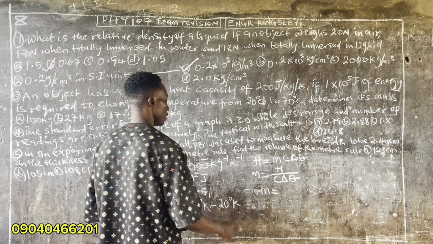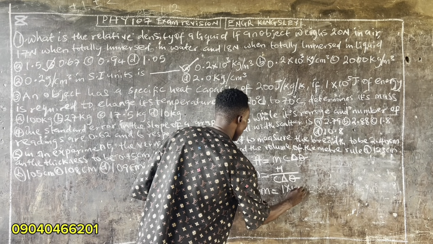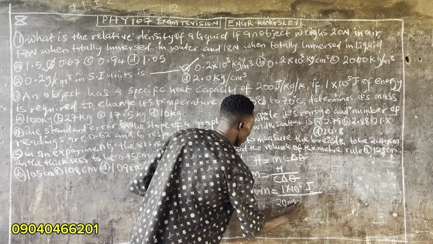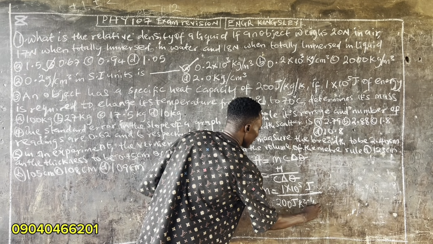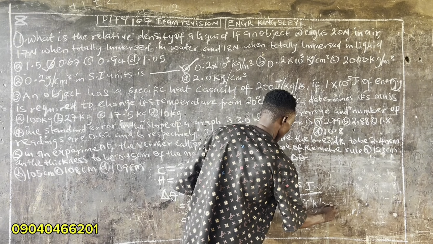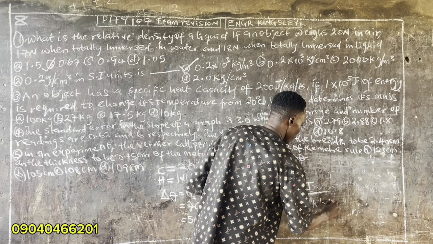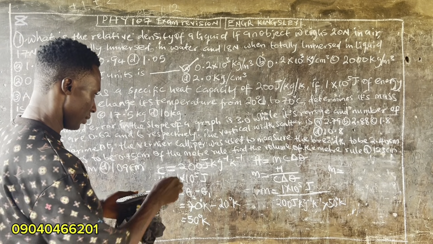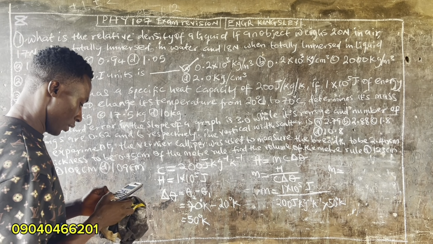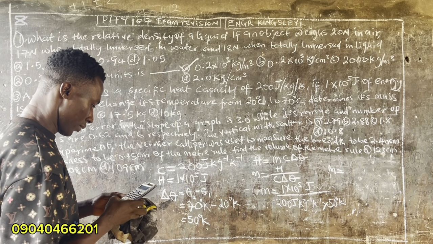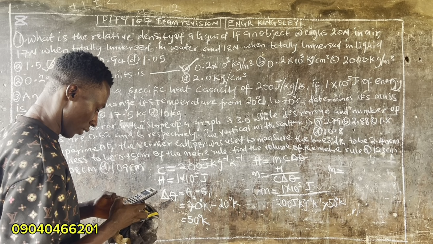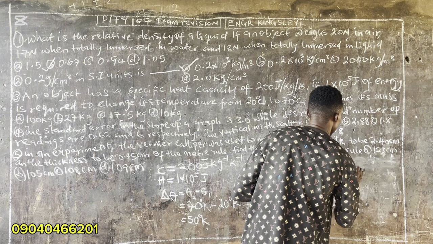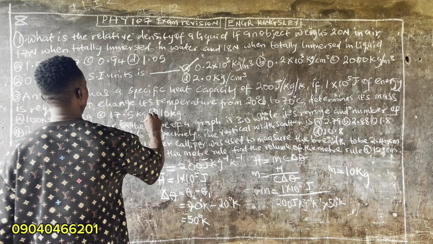So mass, which is what we are looking for, is heat energy, 1 times 10 raised to the power 5 joule, all over the specific heat capacity, given to us as 200 joule per kilogram per Kelvin, and the temperature change, that is the change in theta, given to us as 50 Kelvin. Plugging it into your calculator, you have 1 times 10 raised to the power 5 all over 200 times 50, which gives 10 kilogram. That is option D.